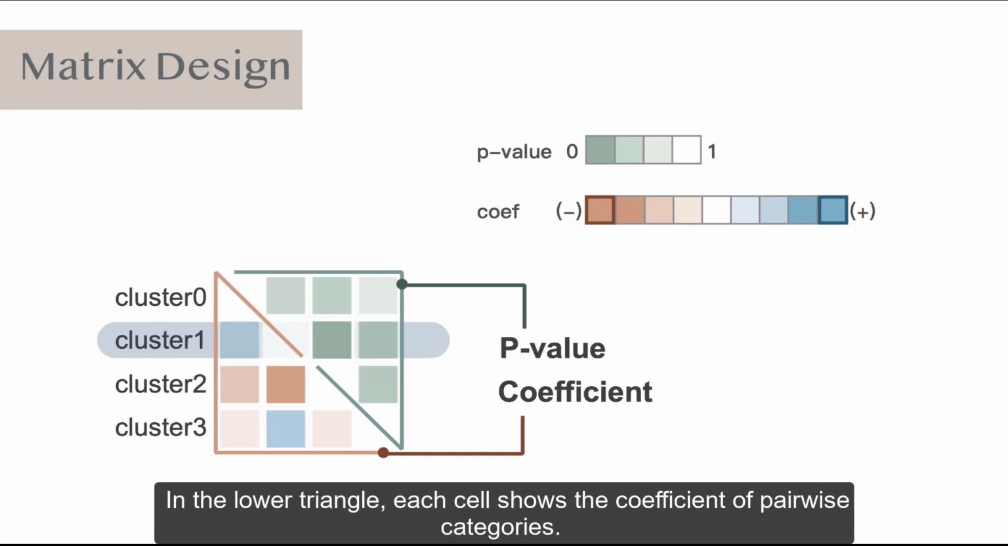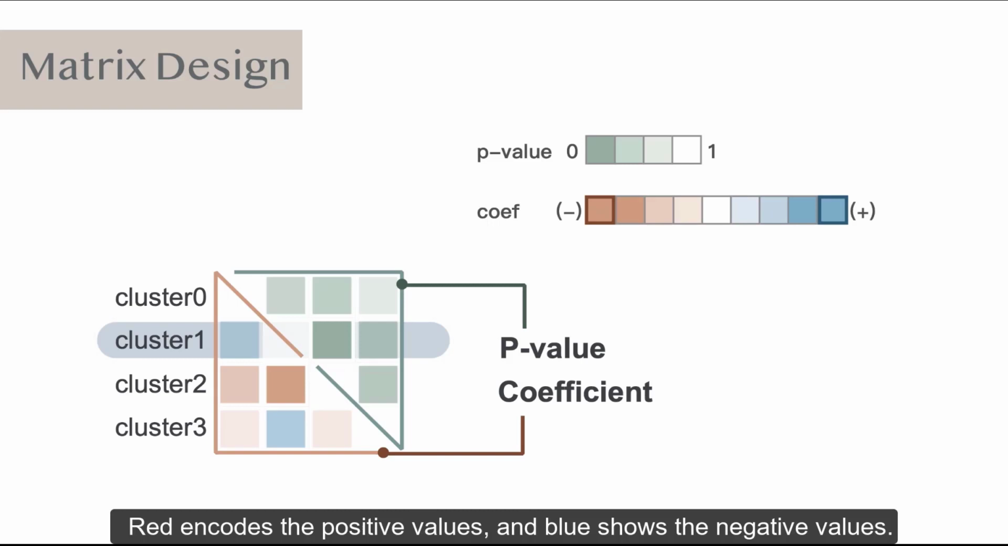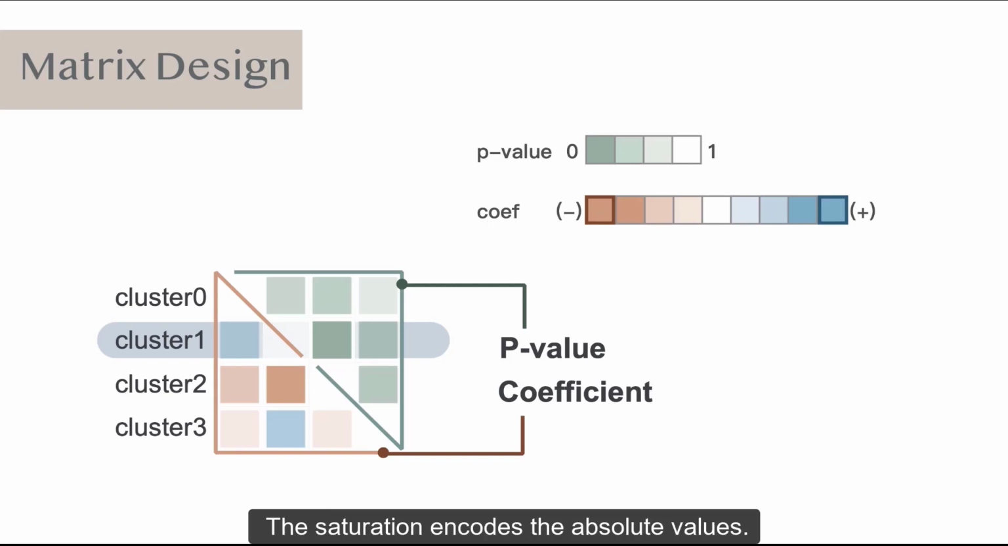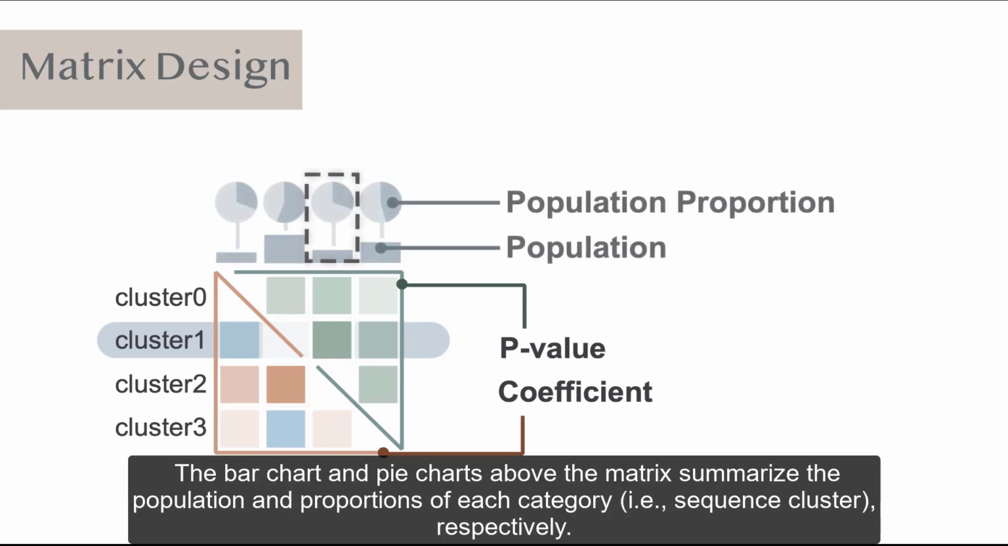In the lower triangle, each cell shows the coefficient of pairwise categories. Red encodes the positive values and blue shows the negative values. The saturation encodes the absolute values. The bar chart and pie charts above the matrix summarize the population and the proportions of each category respectively.